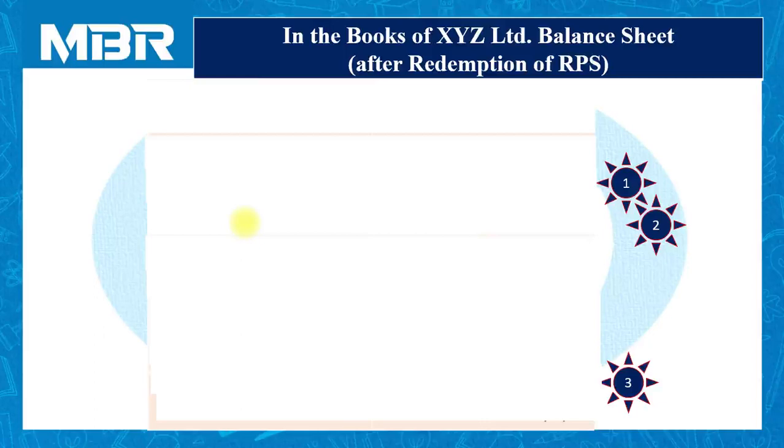As I said in the beginning of the chapter, the examiner may provide you the balance sheet as a part of the question, either in vertical form or in horizontal form. But as a part of the answer, it is compulsory for us to prepare our balance sheet in vertical form only.